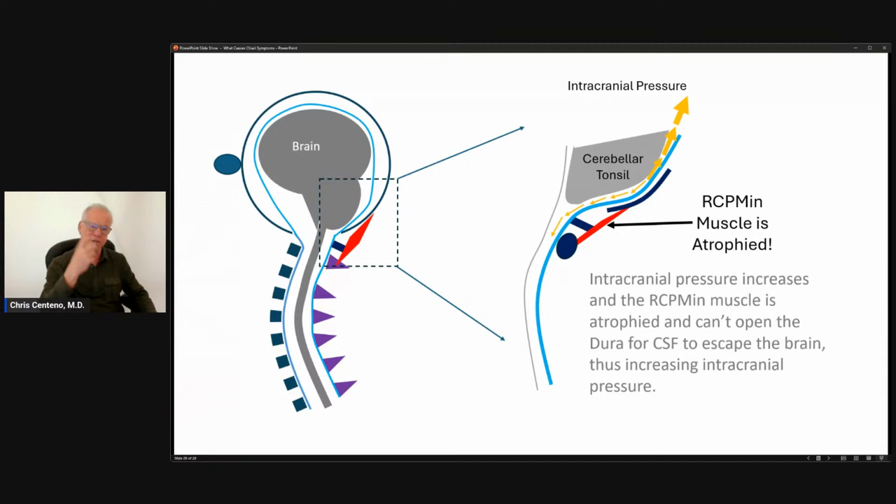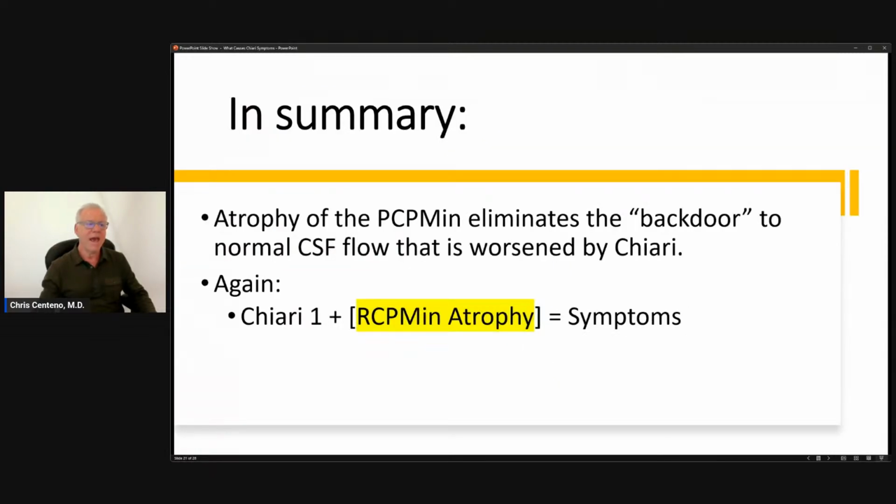Not because the cerebellar tonsils are low. Now, the cerebellar tonsils being low sets up the condition, but it's not the cause of the symptoms. It's just the setup for the condition. And that's why this is important. So again, atrophy of the RCPM eliminates the back door to normal CSF flow, and that's worsened by Chiari. Again, Chiari 1 plus this atrophy equals symptoms. So we're coming back to that.